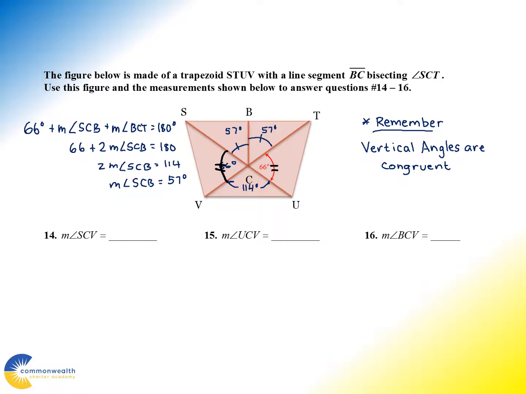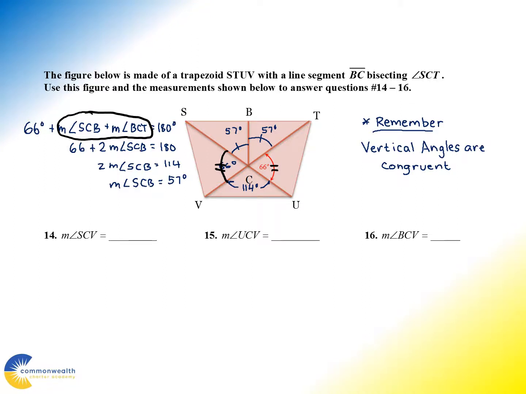When I look at the measurement of these other angles, UCV, BCV, I took this fact that 66 plus angle SCB and BCT should total 180, but I also know that these two, as I said before, are the same measurement. So it's like me having two of one of them. So since SCB is just one of those angles, I'm going to have 66 plus 2 times that angle, which would equal 180, which means 2 times that angle would be 114 degrees, which means SCB would be 57.